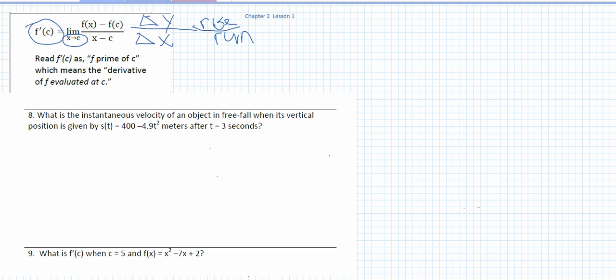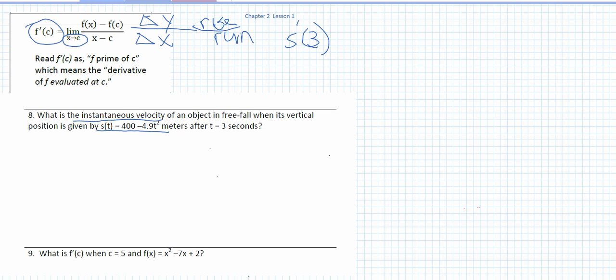It says, what's the instantaneous velocity? So we're looking for the rate of change of an object that's free falling, and they've given us a function defined by s of t. Just so we get comfortable with the notation, this is what we're looking for: s prime at 3. So instead of using c, we're going to use the number 3 because that's what they gave us.